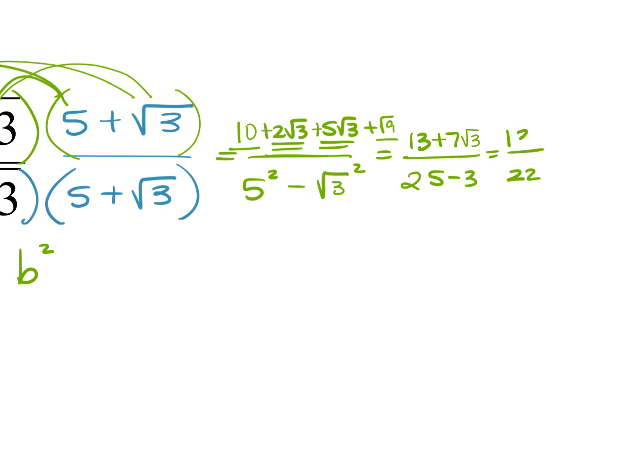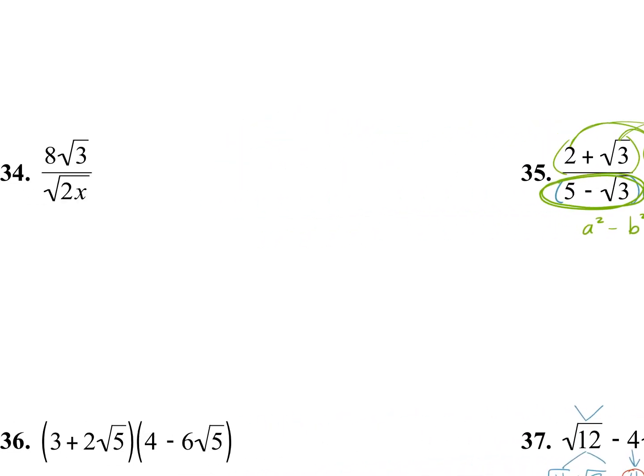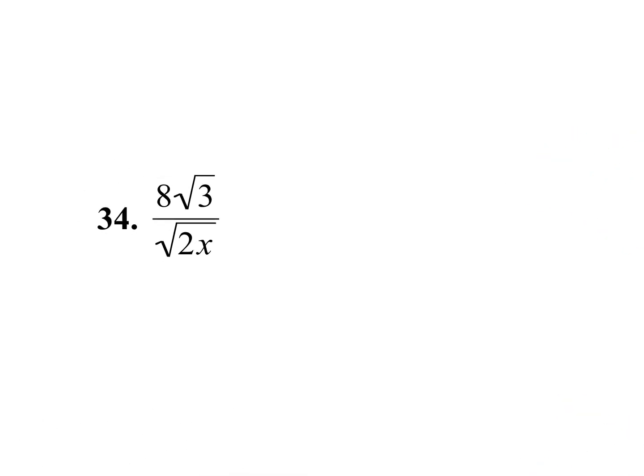So your final answer, because there's nothing that you can simplify there, looks like this: 13 plus 7 rad 3 over 22. Okay, so that's if you have an expression in the denominator: 5 minus a radical, 5 plus a radical, something minus something plus a radical. What if all you have in the denominator is a radical?